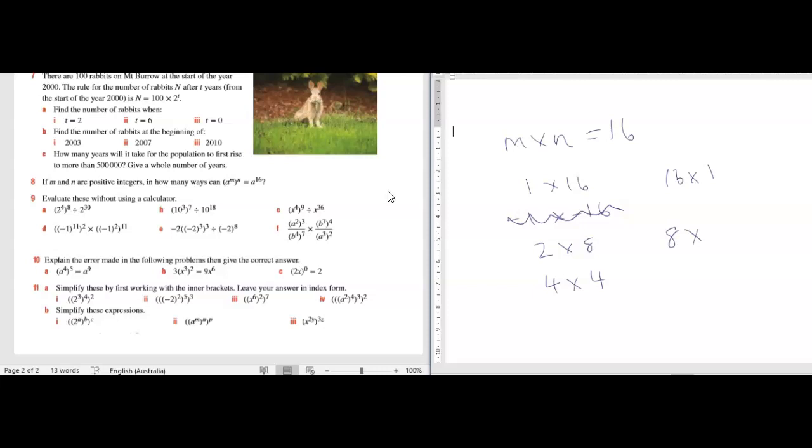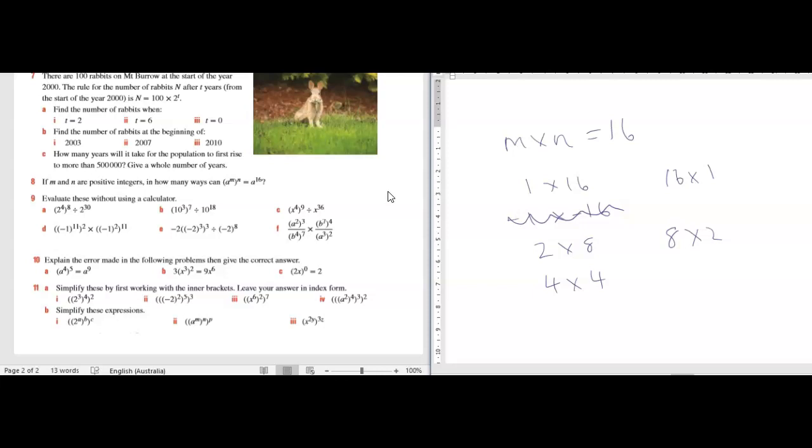We can have 8 times 2. So I guess there's 1, 2, 3, 4, 5 different ways that we can do that with positive integers. Remember that integers means whole number, and obviously positive, we're just looking at the positive ones. Otherwise, you could also have the negative values here as well.